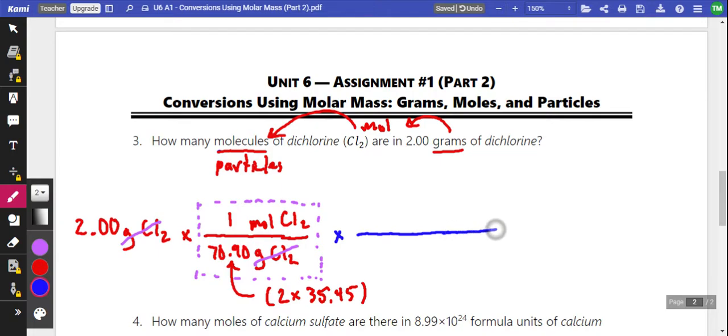Rather than stopping and having to make another calculation in your calculator and all that stuff, we're just going to keep going. I know I'm not at the unit I want yet, so now that's going to be the next thing to get destroyed by putting it on the bottom of the next fraction bar. So moles of Cl2 is going on the bottom of the next fraction bar. And then on top, I'm trying to find particles of Cl2. So I've got another conversion factor.